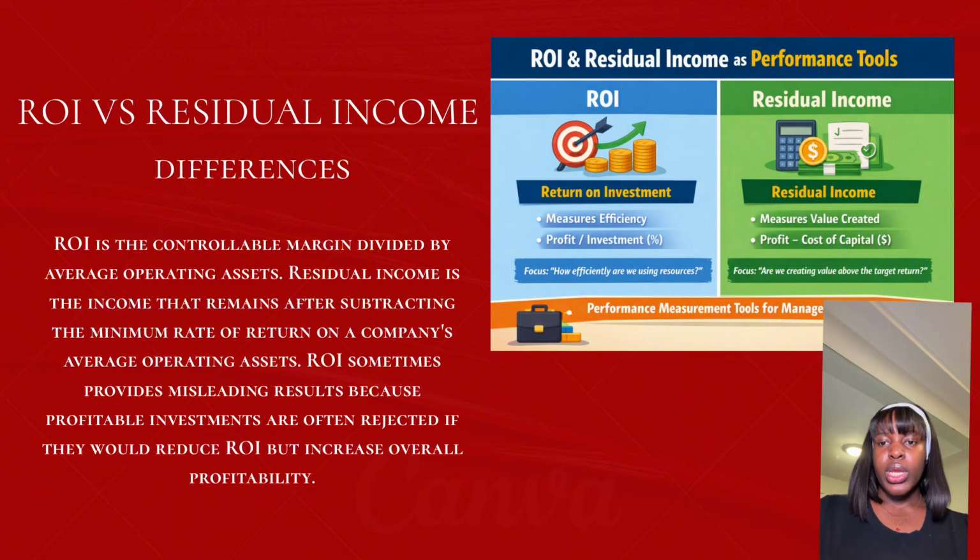So in summary, static budgets are fixed and less useful. Flexible budgets adapt to activity and improve control. ROI measures efficiency while residual income measures real profitability.